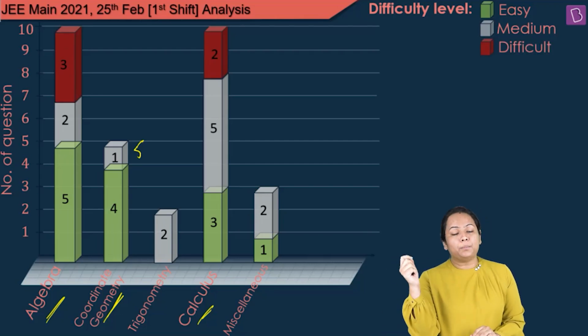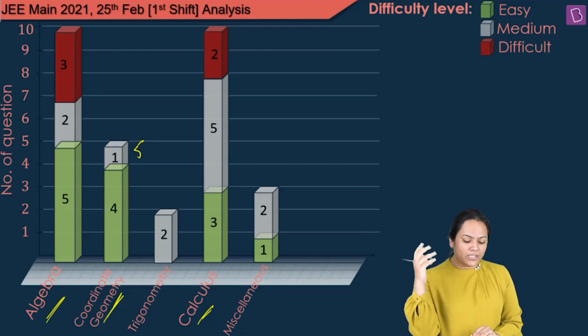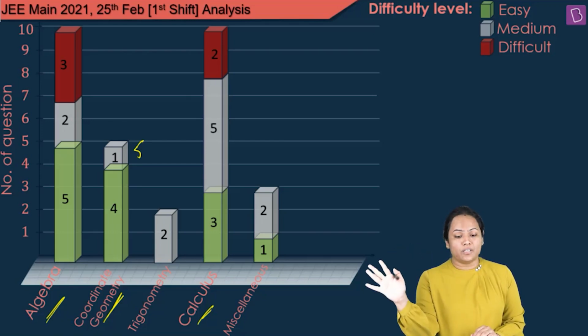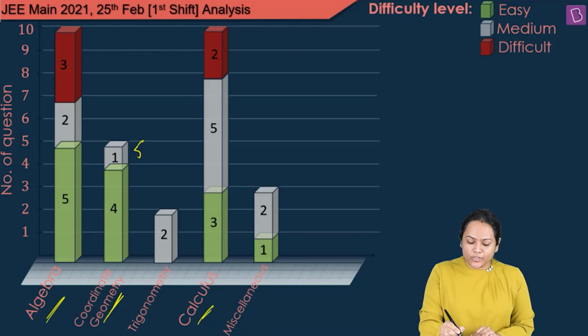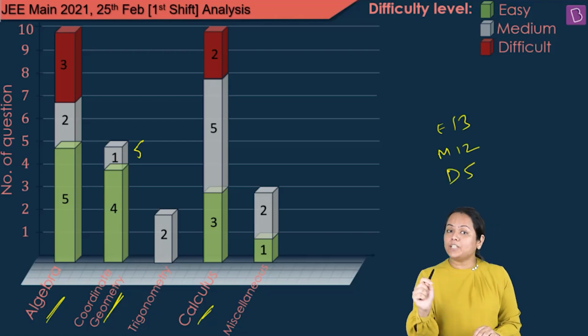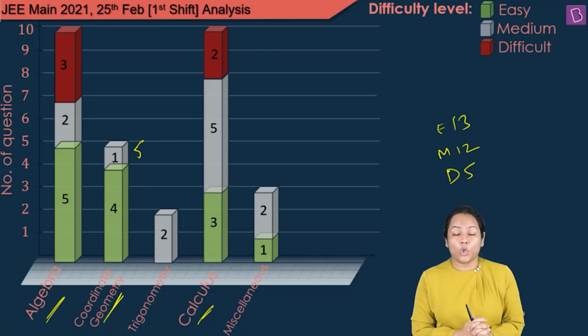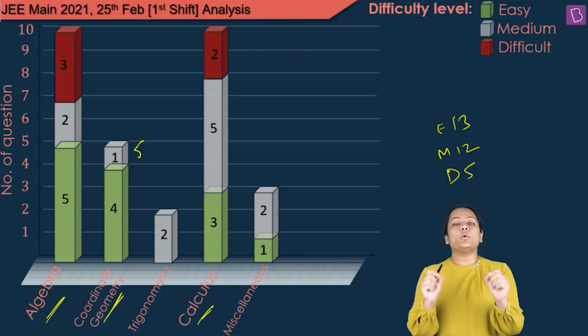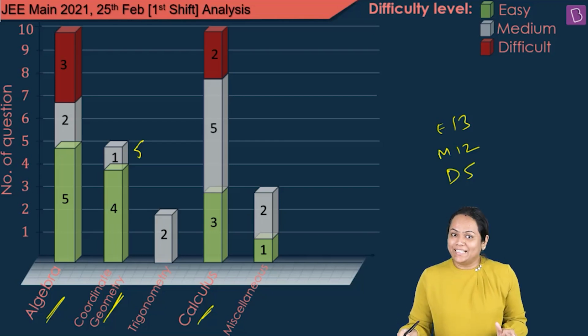Left is the difficult part or the tough part. 3 questions were there in algebra which were difficult, while 2 questions were there in calculus which were difficult. So overall, easy questions were 13 this time, medium questions were 12 and the remaining 5 questions were of difficult level. That means if you concentrate on the easy and medium type questions also, you are going to get a pretty good score, right?